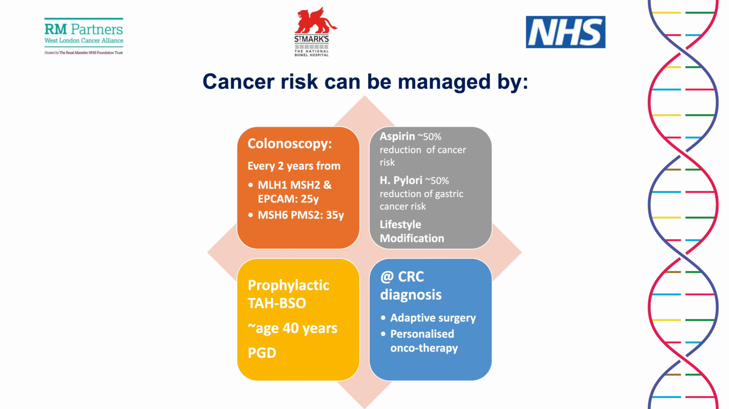In addition to regular colonoscopy and risk-reducing surgery, the cancer risk in Lynch syndrome can be managed by aspirin. A low-dose aspirin is recommended to be taken daily for at least 2 years. This has been shown by the CAPP2 randomized control trial to reduce the long-term risk of cancer in individuals with Lynch syndrome by approximately 50%. One-off screening for Helicobacter pylori. Eradication reduces the lifetime risk of gastric cancer by up to half.